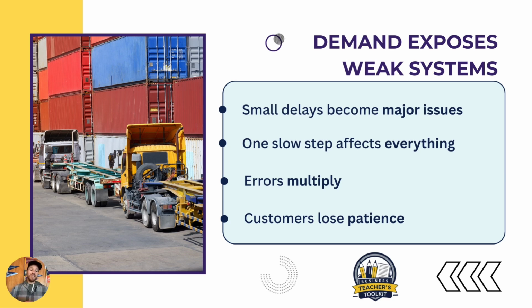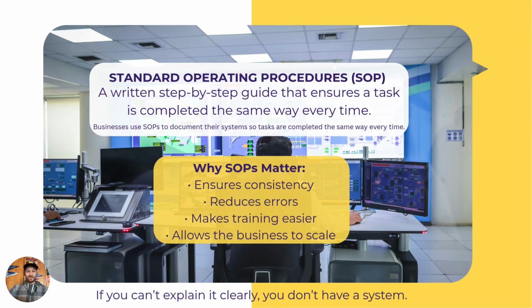When you start to see that the demand is picking up, your operations need to keep up with the demand, right? And as a result, if there's a small delay in any way, shape, or form, at any particular spot within your operational system or ecosystem, then small delays can become major issues. If there's a single slow step, it affects everything. Errors multiply. Customers start to lose patience also.